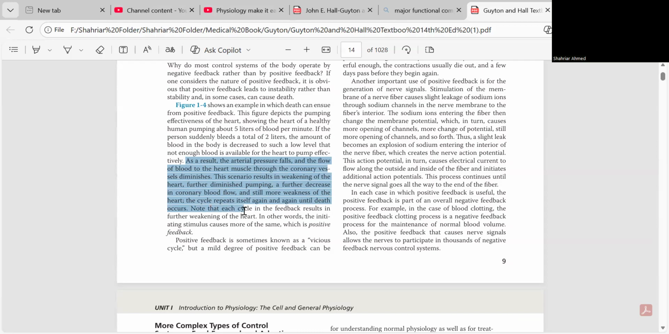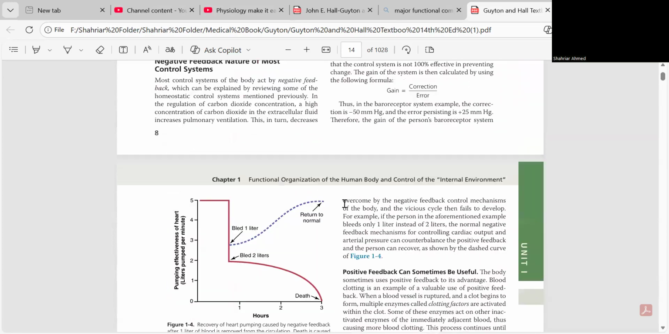Note that each cycle in the feedback results in further weakening of the heart. That is, the heart has weakened, and it is further weakened. In other words, the initiating stimulus causes more of the same, which is positive feedback. Positive feedback is sometimes known as a vicious cycle, but a mild degree of positive feedback can be overcome by the negative feedback control system, and the vicious cycle then fails to take place.